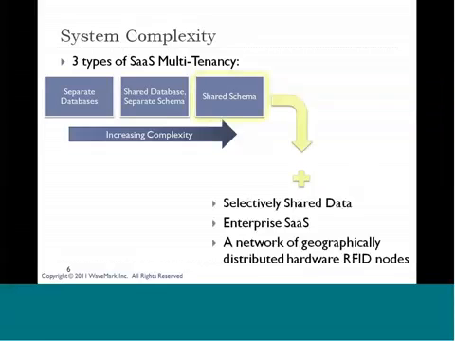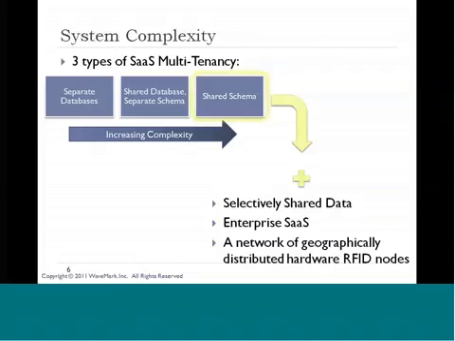In addition to that, the solution that we have implemented is actually a shared schema solution, but it has a few more characteristics that increase its complexity. It's also a selectively shared data solution, in the sense that the data of the hospitals and the suppliers, etc., is in the same schema, but hospitals and suppliers share some of their data to provide visibility to these medical devices in that schema. In addition, it's an enterprise SaaS as opposed to a consumer SaaS, which adds the complexity of business relationships between the solution provider and the enterprise that's purchasing the system.